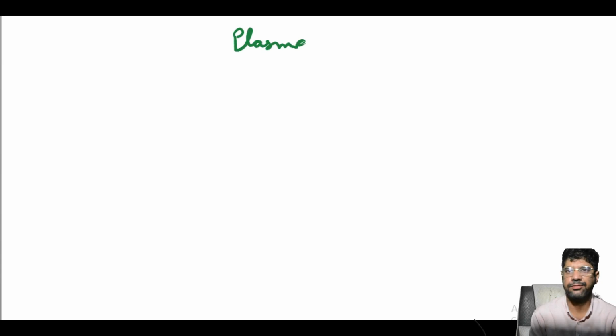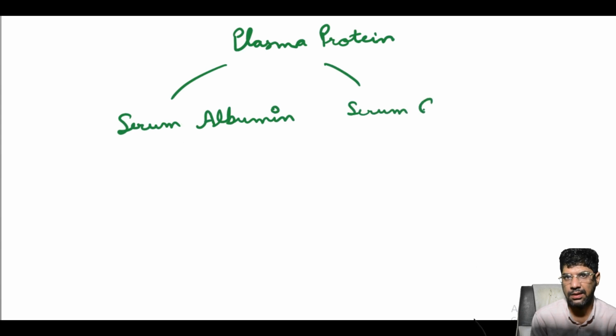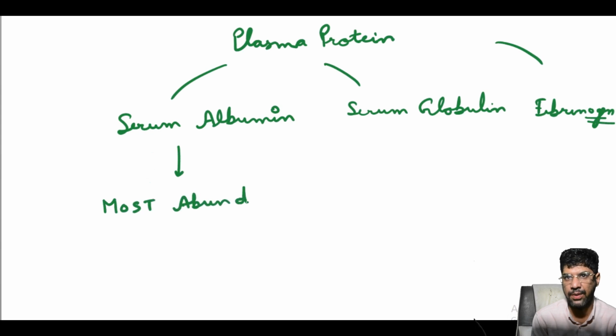The plasma proteins, we know, are an essential component of the blood. Now, the plasma proteins can be serum albumin, serum globulin, or fibrinogen. So, the most abundant protein, responsible for maintaining the oncotic pressure and transporting various substances, is serum albumin.